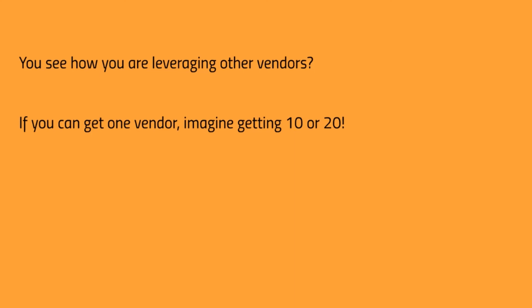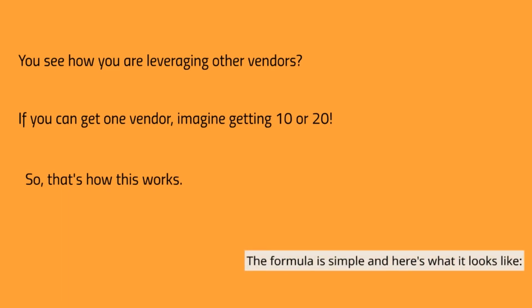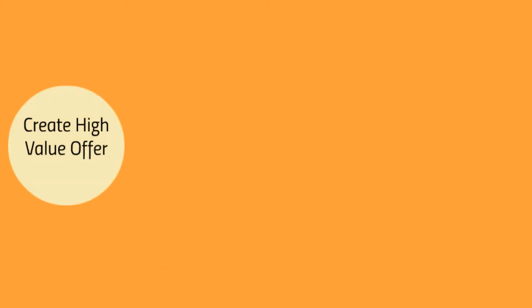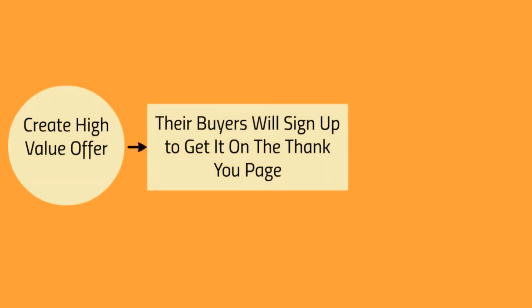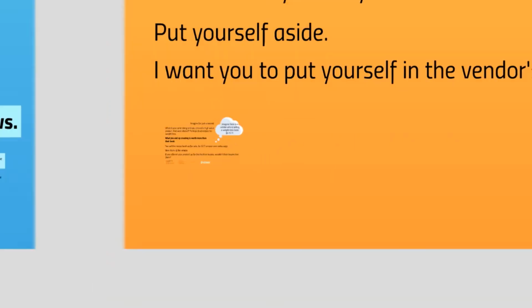So soon you will have a list of 100 people, and these 100 people will convert at a higher rate as long as you provide them with high value. So this is basically how this works, and the formula is pretty simple. As a recap, this is what it looks like. You create a high value offer, you get the buyers to sign up on your subscription form to get them to the thank you page, and that's it. They will thank you, they will thank the vendor, and that's it. So with that said, let's move on and let's find some vendors to piggyback on.